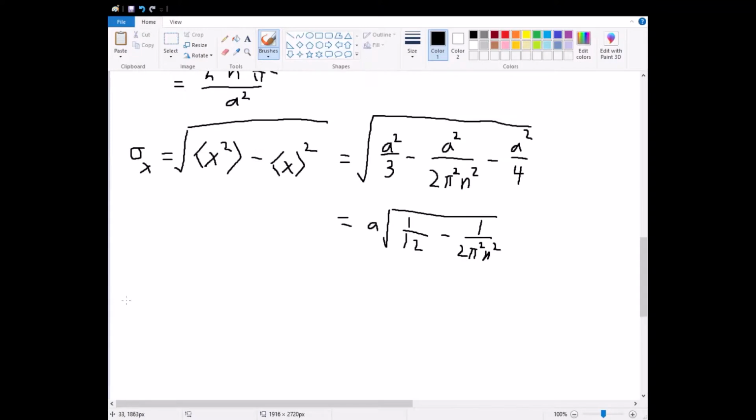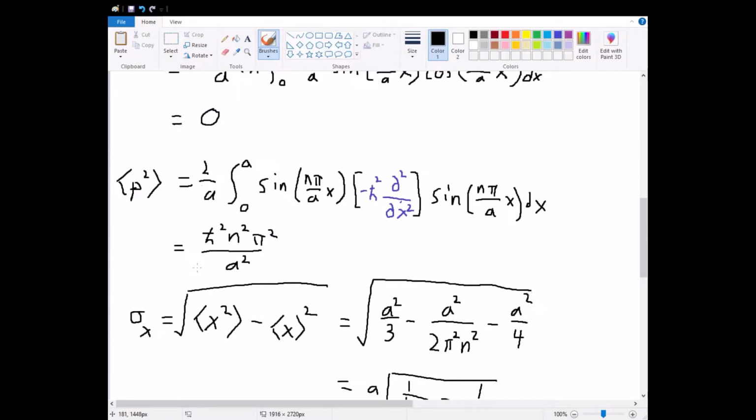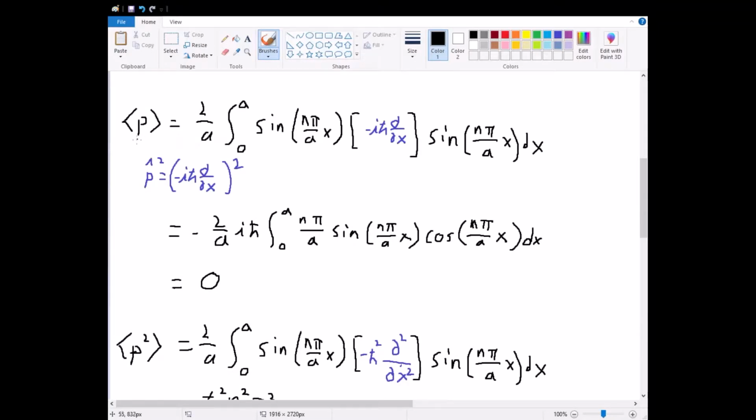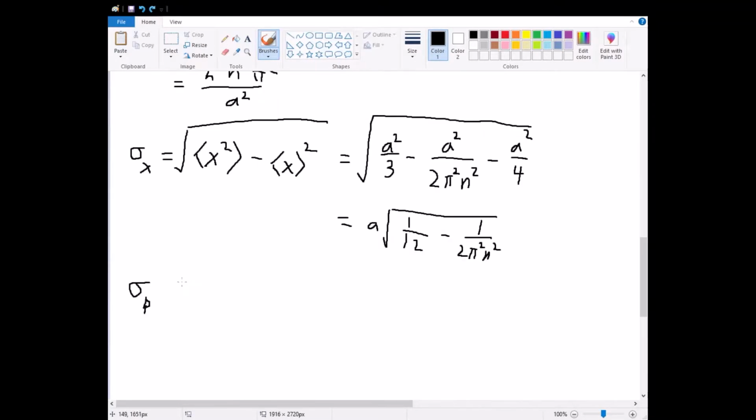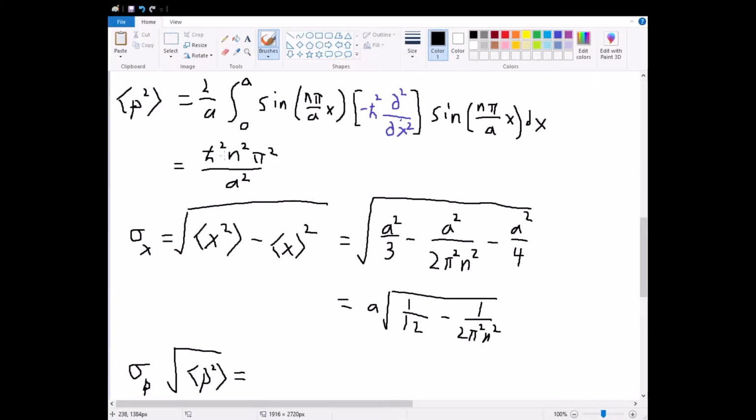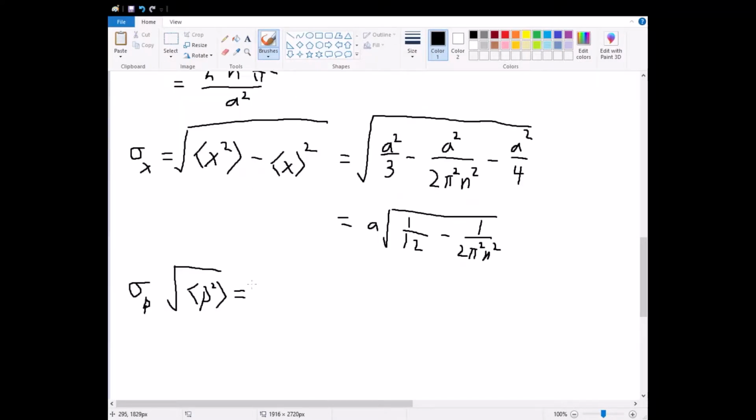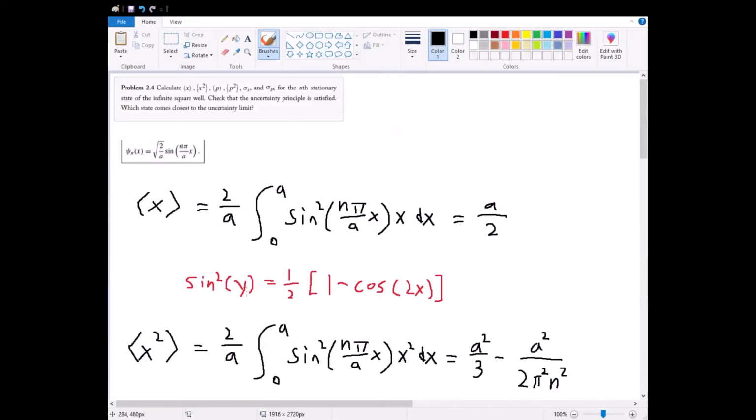Next, the standard deviation in p. We already calculated that the expectation value of p itself is just 0, so we can just do the square root of the expectation value of p squared. This is going to be equal to, and we have h bar squared n squared pi squared over a squared, so we just take the square root out, h bar n pi over a. And that is all of our expected quantities.